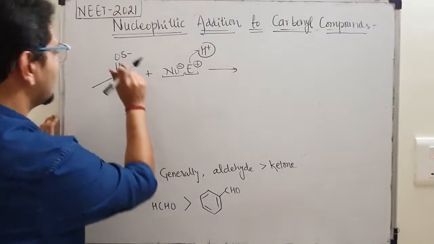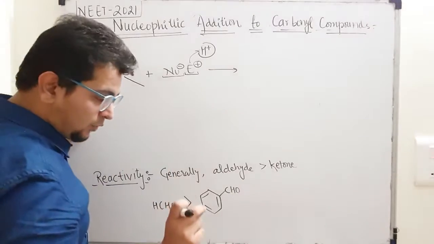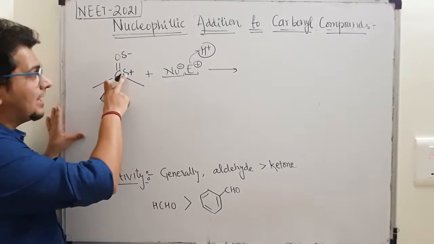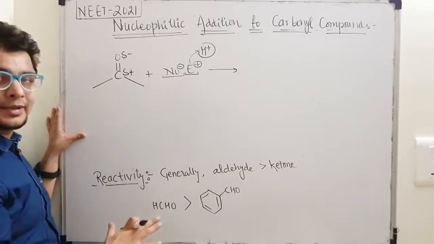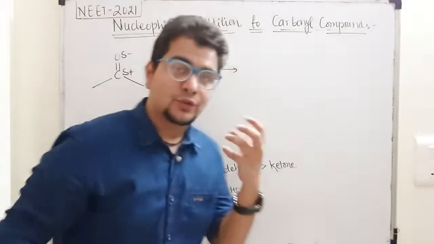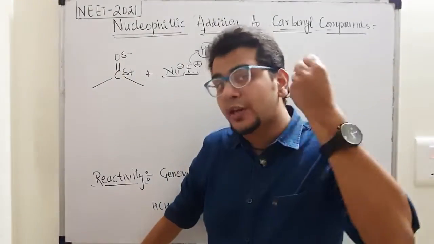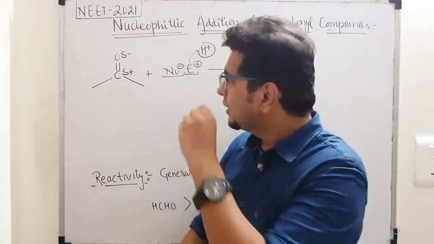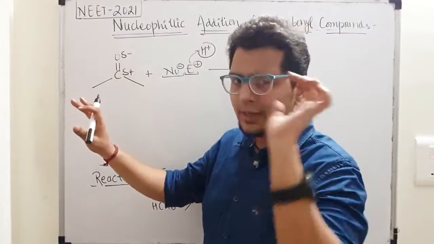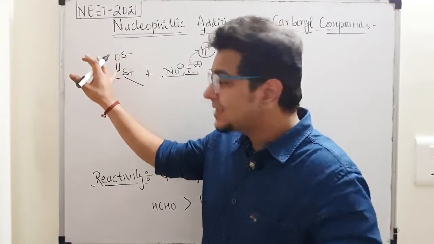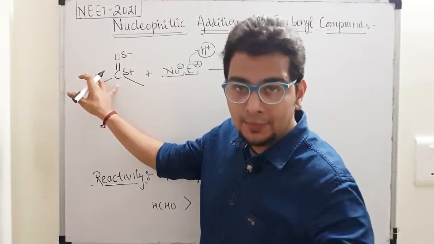The main thing is, whenever you have a carbonyl compound, its carbon will have a delta plus and oxygen will have a delta minus. Because oxygen is more electronegative, oxygen has more tendency to attract the shared pair of electrons. So oxygen gets a little bit negative, delta minus, and as a result, carbon will get a little plus, delta plus.